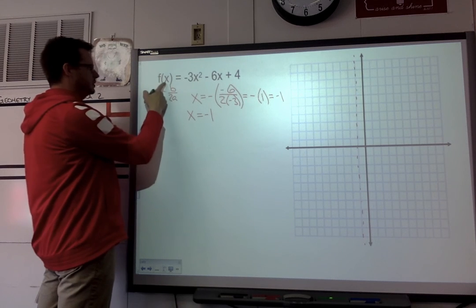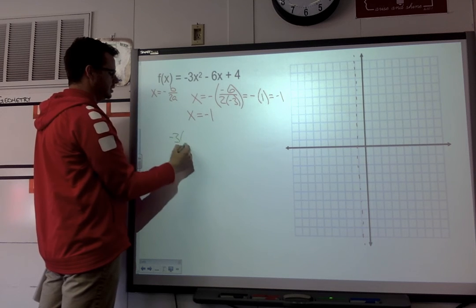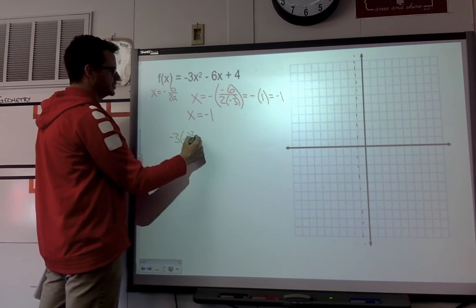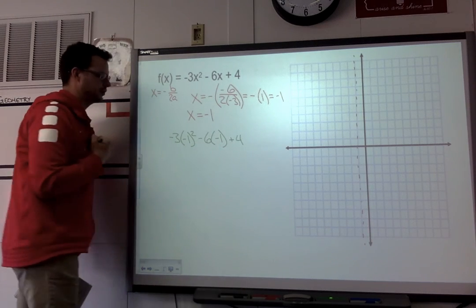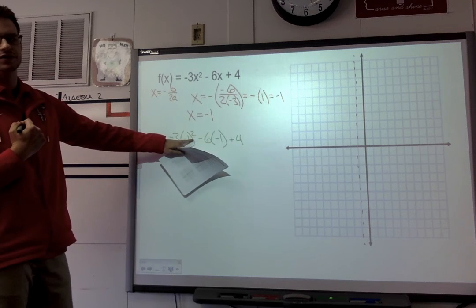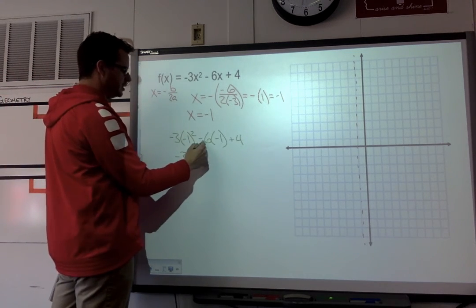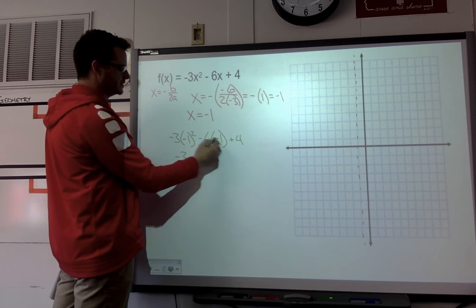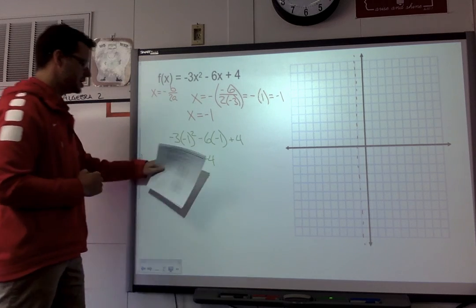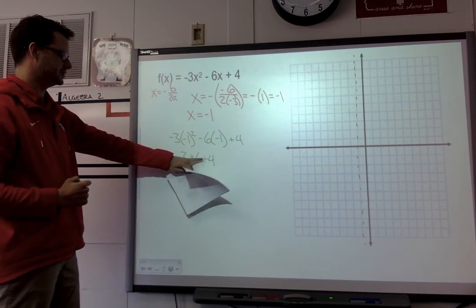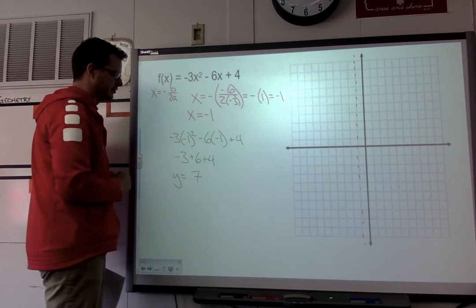So I'm going to say f of x is equal to negative 3 times negative 1 squared minus 6 times negative 1 plus 4. Now, negative 1 squared is positive 1 times negative 3 will give me negative 3. Negative 6 times negative 1 gives me a positive 6 plus 4. So negative 3 plus 6 is 3 plus 4 is 7. And that will be the y value of our vertex.